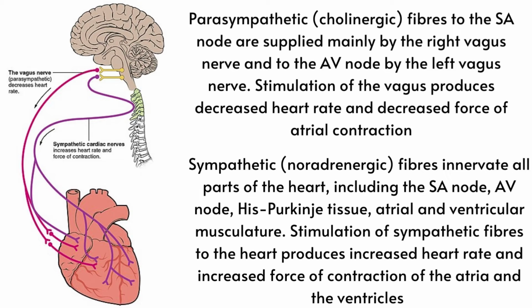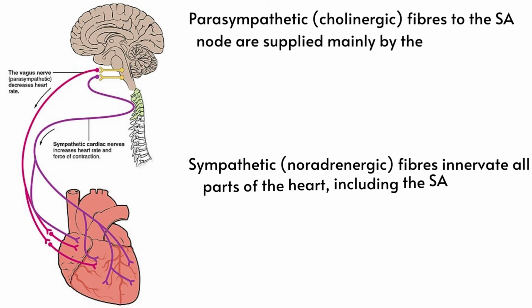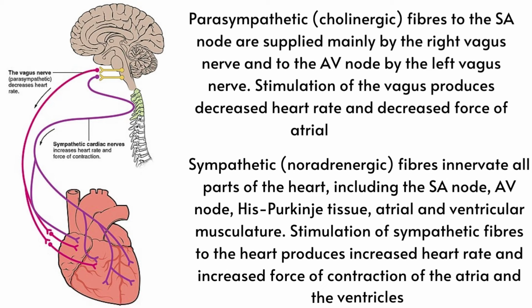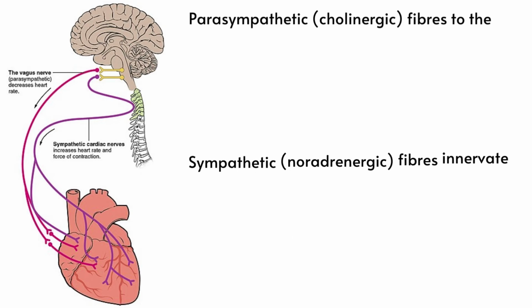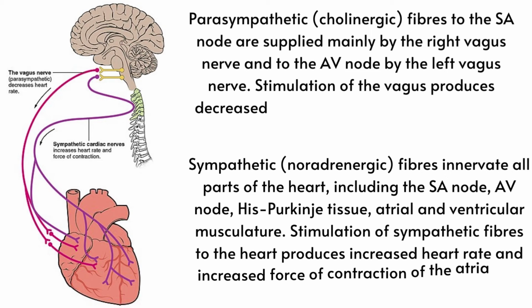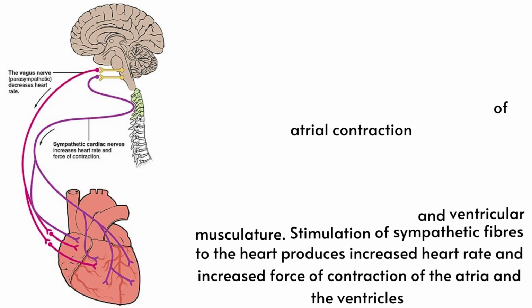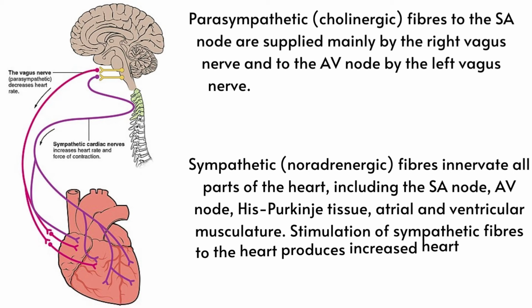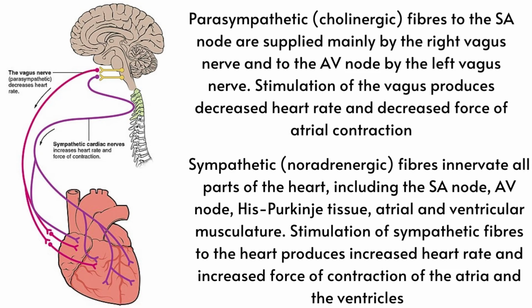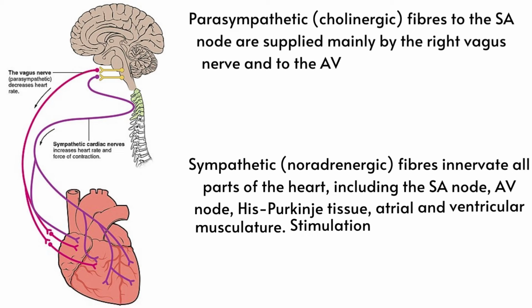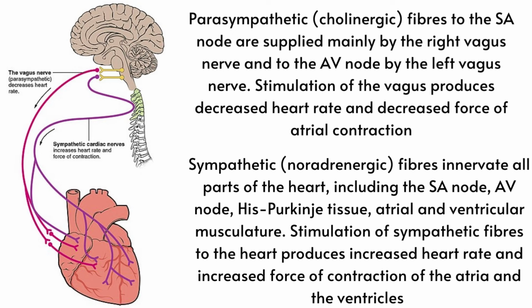The parasympathetic fibers to the SA node are supplied mainly by the right vagus nerve and to the AV node by the left vagus nerve. Stimulation of the vagus produces decreased heart rate and decreased force of atrial contraction. The cardiac output is decreased only moderately because of the decrease in the heart rate.